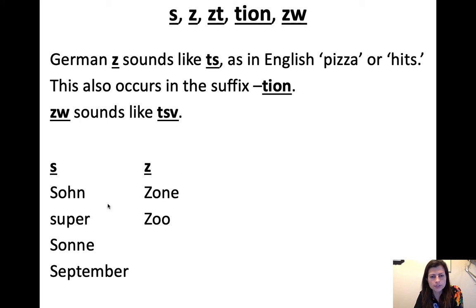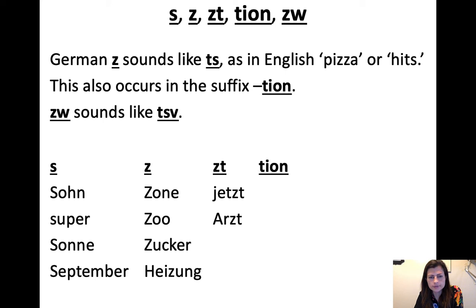Zoo. So it's like you're saying TSO. Zoo. Zucker. Heizung. That means heating. So the TS in the middle. It's like saying Heit and then Zung. Heizung. And then sometimes we have this combination. Jetzt.